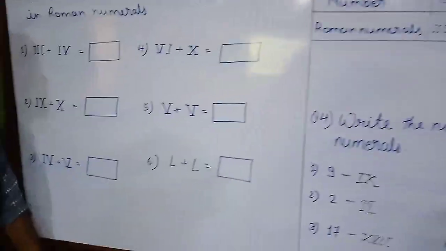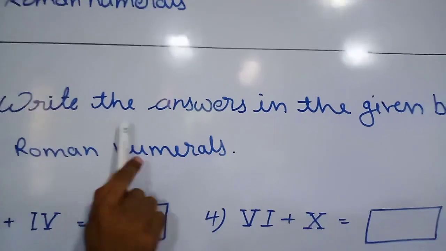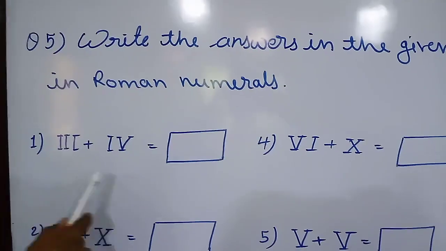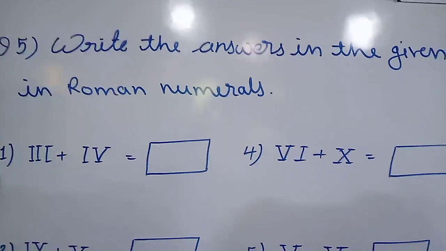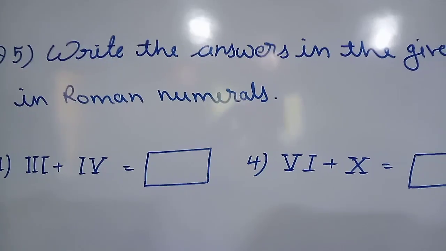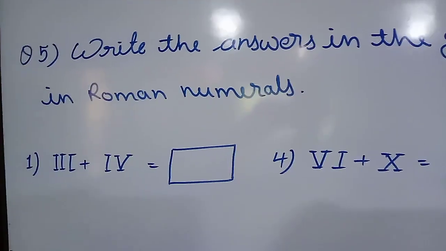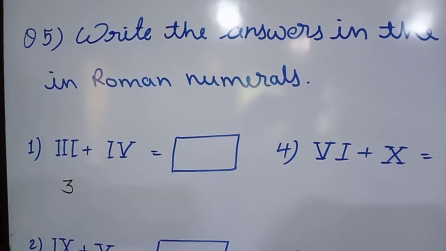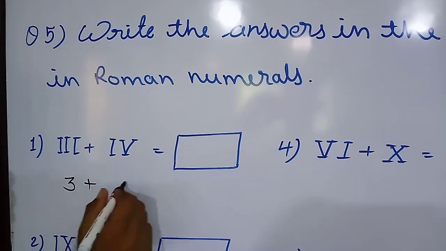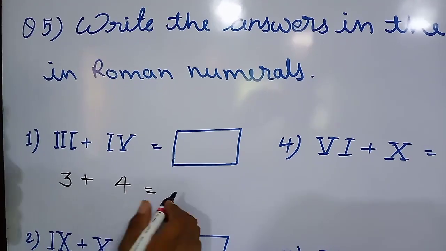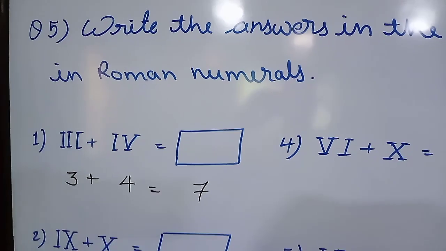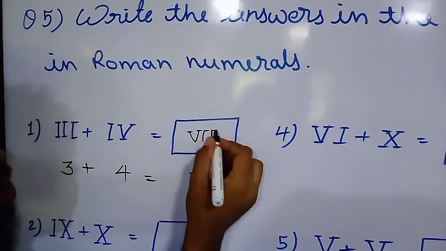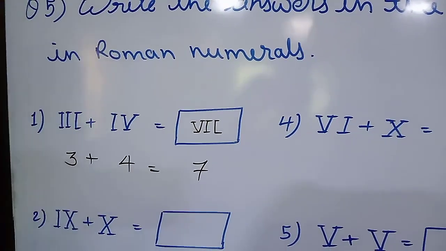The next question is to write the answer in the given boxes in Roman numerals. You can see over here we have a few Roman numerals in the form of addition. We have to solve that addition and put the answers in the boxes. So let's start. The first one. Triple I is given, that is the value of 3, plus IV stands for 4. 3 plus 4 becomes 7. And how do we write 7 in Roman numerals? That is VII.